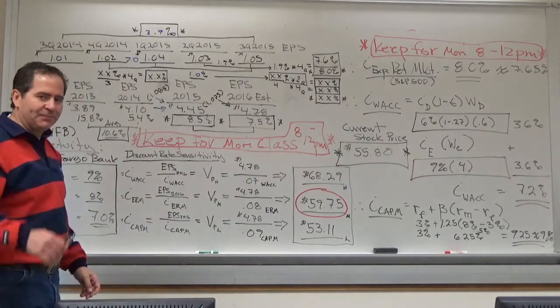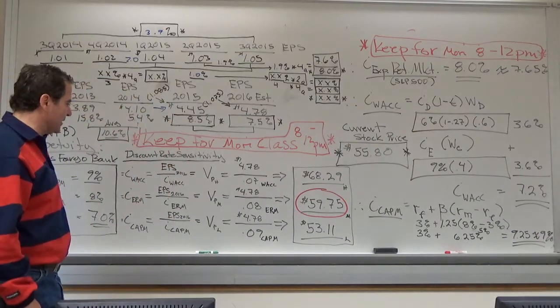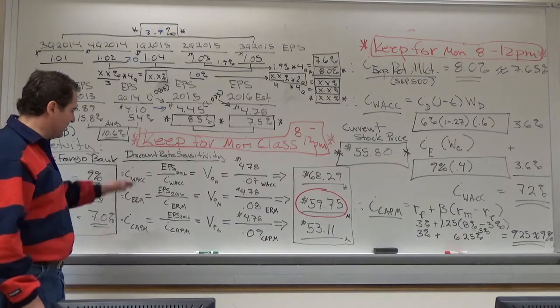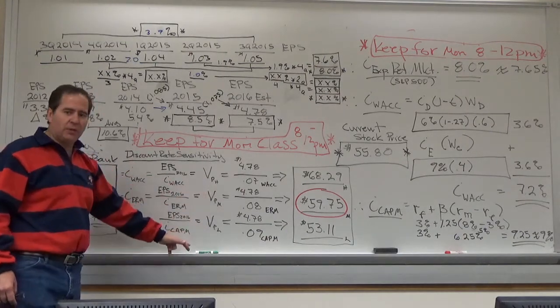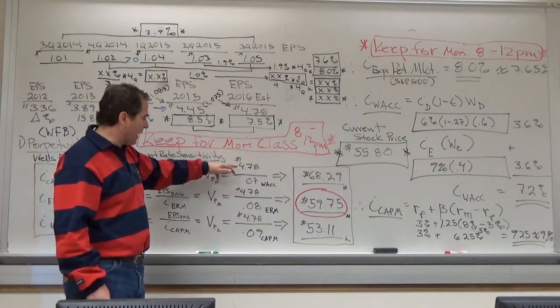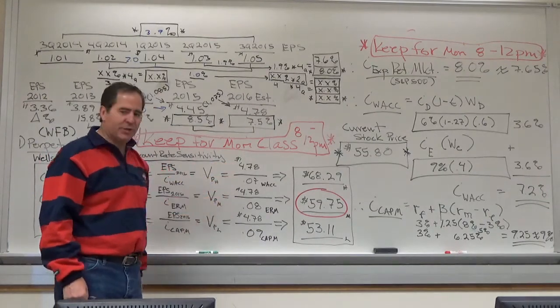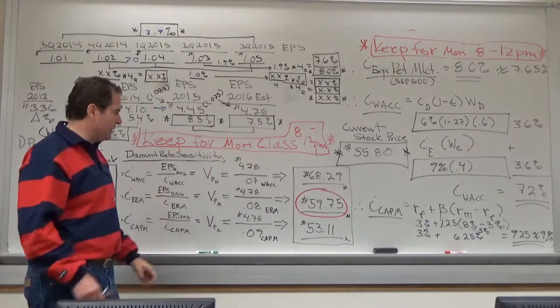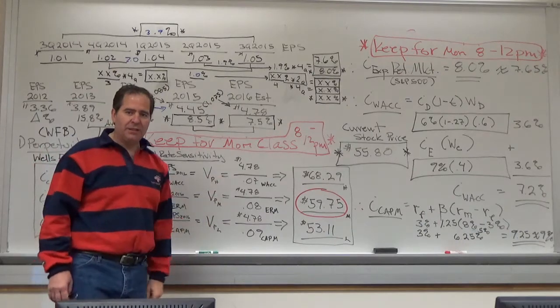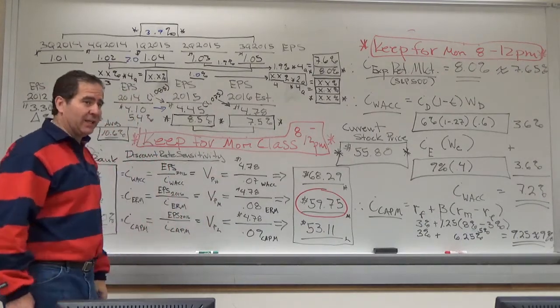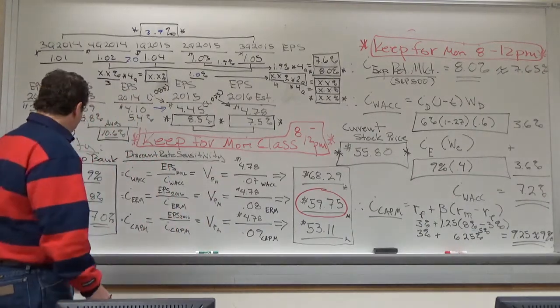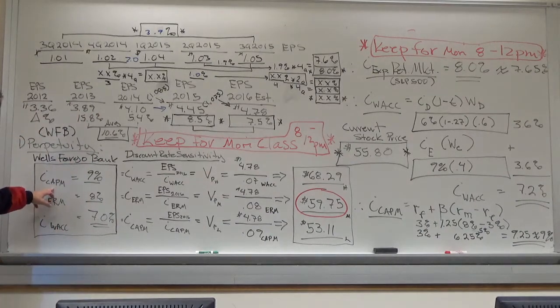Now that I have the 2016 earnings per share, I set up the valuation equation and put the earnings per share in the numerator. Now I need to calculate the discount rates. What we decided to do was use the capital asset pricing model, the expected return on the stock market using the S&P 500, and calculate the weighted average cost of capital.